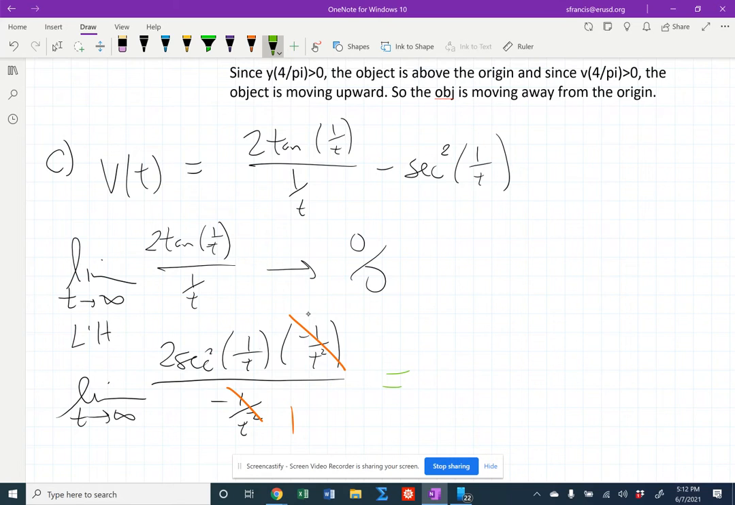And so the limit as t approaches infinity of 1 over t, the stuff that's in the parentheses here, is going to go to 0. That's just the hyperbola, so that's going to 0. Secant of 0, well, that's the reciprocal of cosine of 0. Cosine of 0 is 1, so secant of 0 is 1. Squared it's still 1. Multiplied by 2, this works out to be 2.